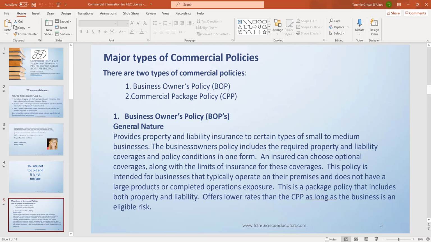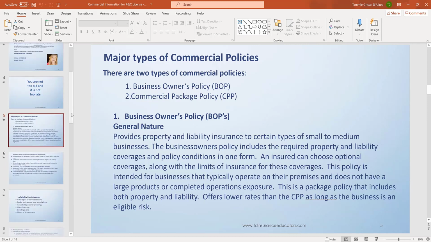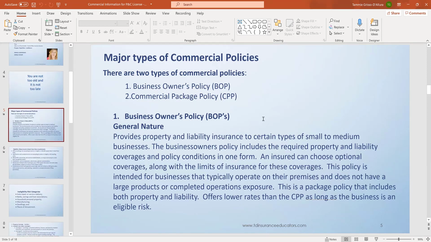But let's first talk about what a business owner policy is, because most of you will be writing a lot of business owner policies or BOPs. The general nature is it does provide property and liability insurance to small and medium businesses. So it is a package policy, just like your homeowner policy, just like your mobile home policy. And just like your homeowner policy, you can choose some endorsements to make it your own. You can do this as well under optional coverages.